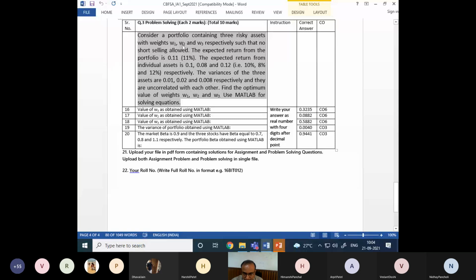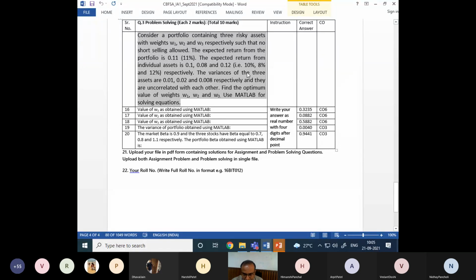That means none of W1, W2, W3 can be negative or greater than 1, meaning W1, W2, W3 are between 0 and 1, including 0 and 1. Okay, so that is the condition given. Also, we are given the expected return from individual assets: E of R1 is 0.1, E of R2 is 0.08 and E of R3 is 0.12. So individual returns from the 3 securities are known.